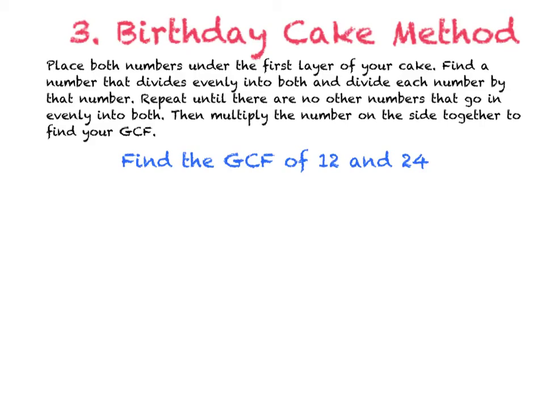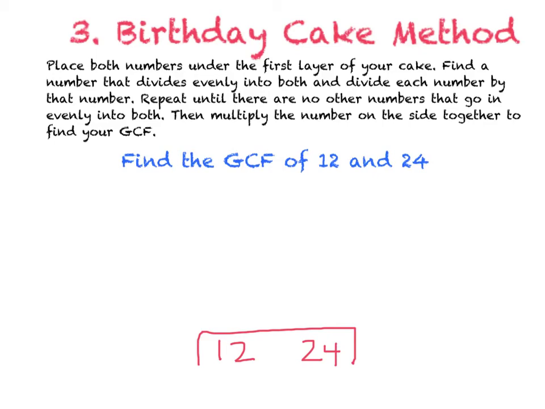What I mean by that is our first step is to place both numbers under the first layer of your cake. So if you've ever seen one of those cakes like a wedding cake where it has different layers, that's the kind of cake we're making here. We make one layer of cake and we put the 12 on one side and we put 24, our other number, on the opposite side. Again, we're going to choose a pair of numbers we already know the greatest common factor of to see that using this method we get the same answer as we have before.